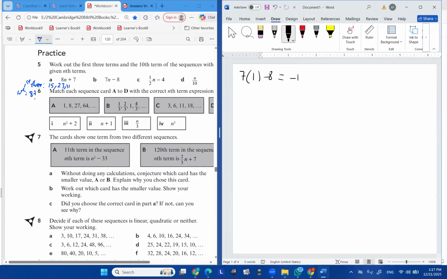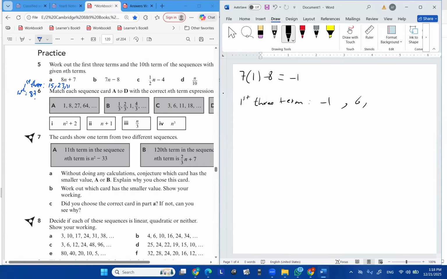So the first term here, I'm going to write that the first three terms: negative 1. Then 7 times 2 is 14. 14 minus 8 is going to become 6. Then 7 times 3 is 21. 21 minus 8 is going to become 13. The 10th term is going to be 7 times 10 is 70 minus 8 is going to become 62.